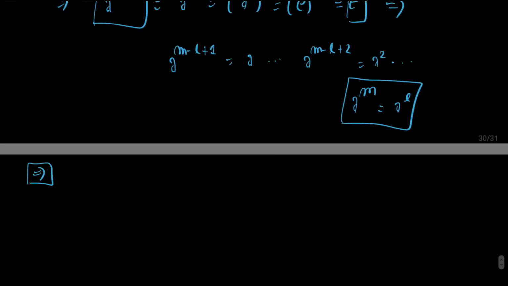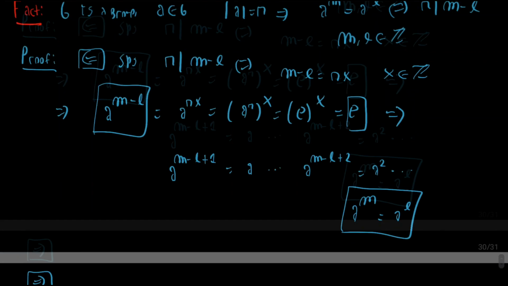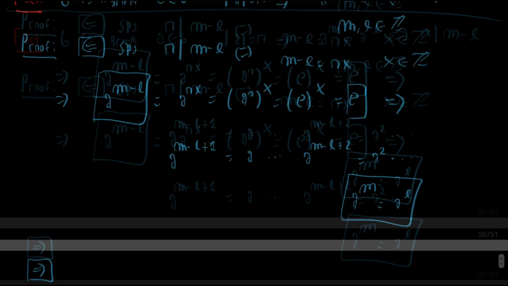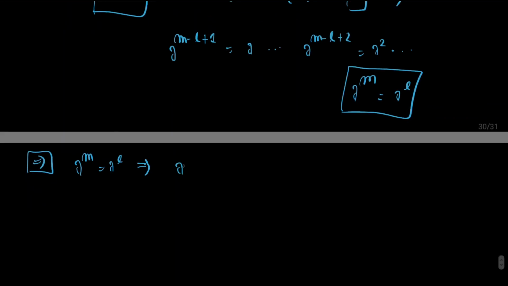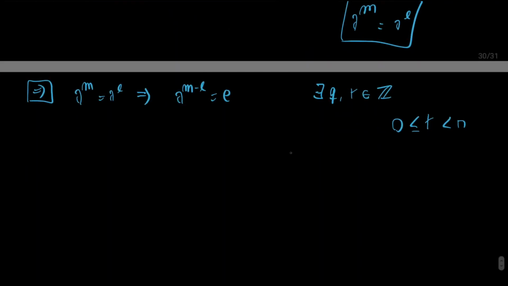For the forward implication, on the other hand, what we will do is suppose that a to the m is equal to a to the l. If that is the case, by a consideration we made earlier, this implies that a to the m minus l is equal to the identity. Okay, but now using again the division algorithm, we will find integers q and r with r bigger than or equal to 0 and less than n, such that m minus l can be written as n times q, n times the quotient, plus the remainder.